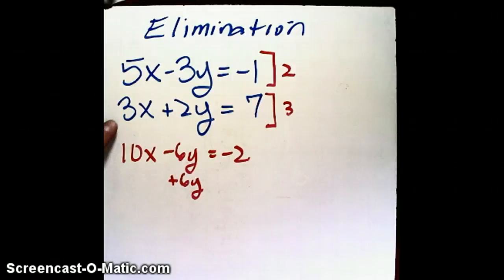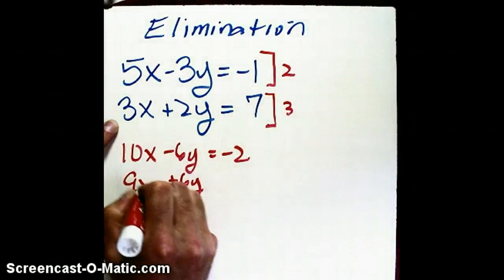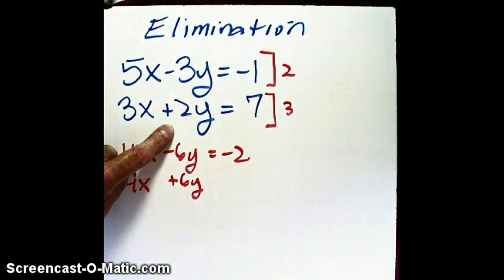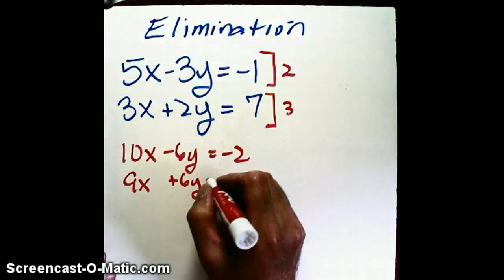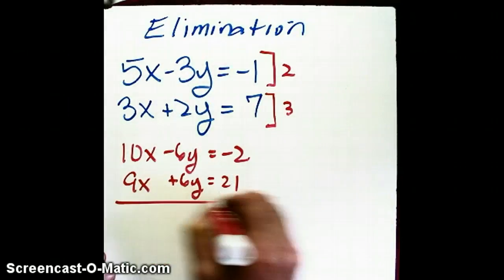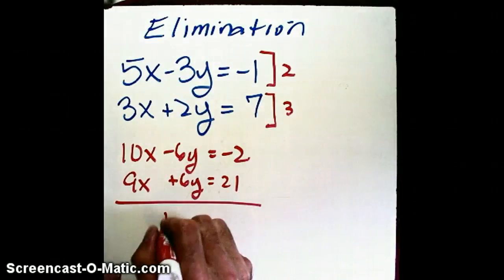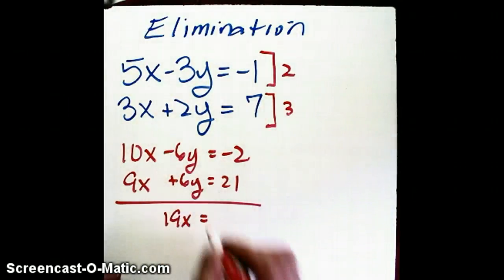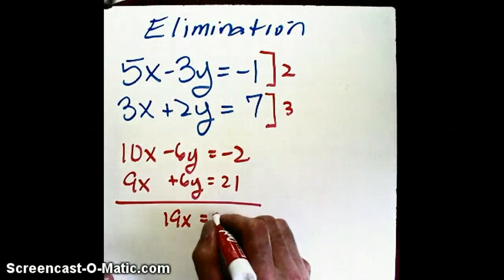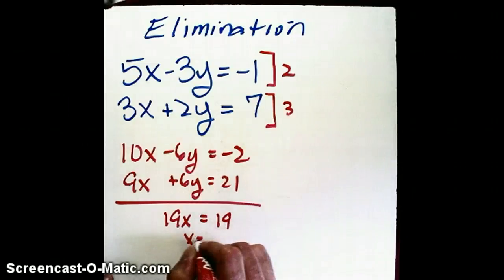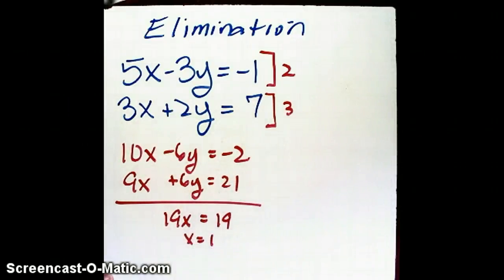All right, let's go through that. That's going to be 9x. Yes, that is plus 6y, and then that's 21. Now we could add both sides together. Let's add the left sides together. I get 19x. Let's add the right sides together. I get 19. So x is 1. Okay. Can I find y? Now I can find y.